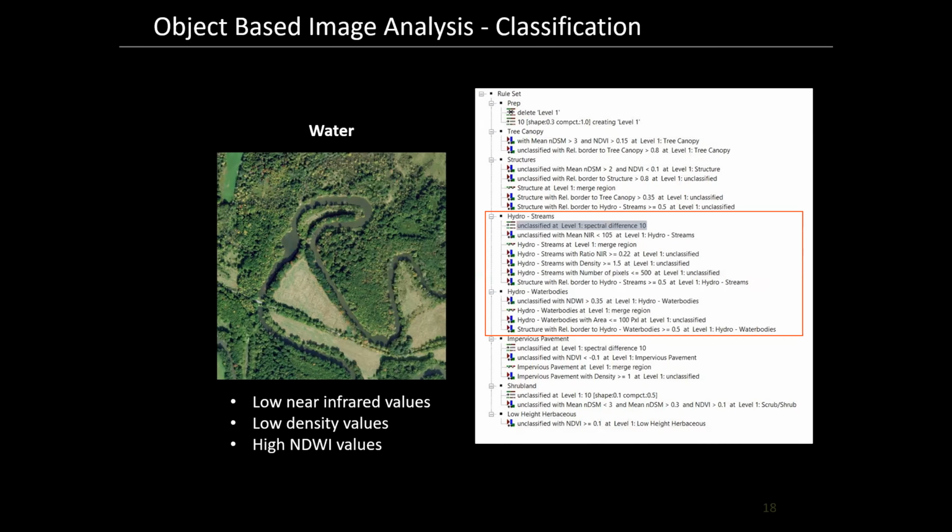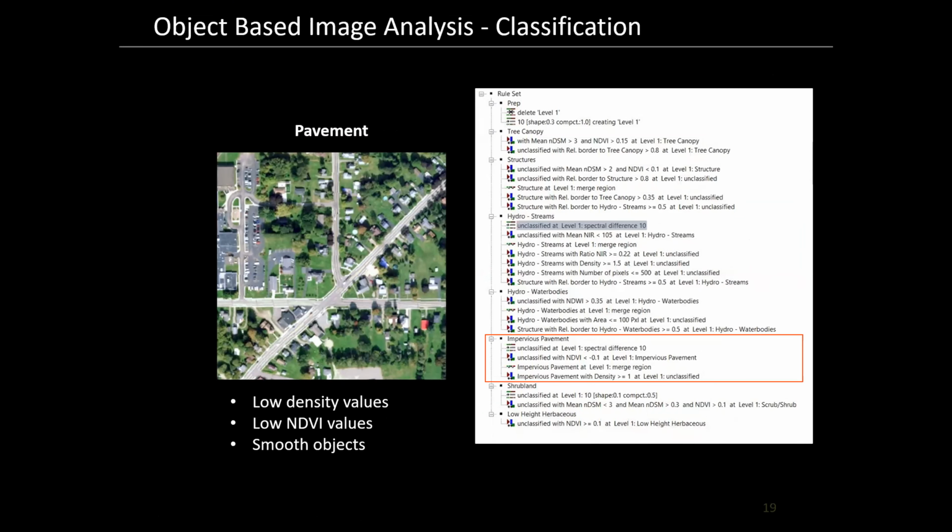Next, pavement. Pavement tends to have low density values, and like buildings, it has low NDVI values, and it tends to be smoother objects rather than the tree canopy that can be a little coarser and rougher looking, and also different from the structures, it has a very, very low NDSM value.